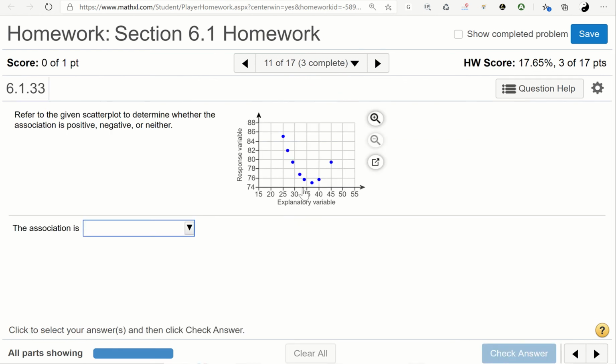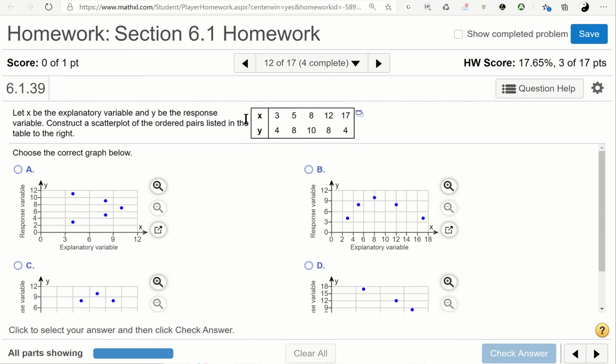So here we have an association, right? Now, if you have studied advanced algebra, you would know this would be a rather quadratic kind of association, right? Or parabolic association, but it certainly is not linear. And notice that we can't just say it's negative because sometimes it goes up, right? So in this case, we would say this is neither positive nor negative. We would choose the neither choice.